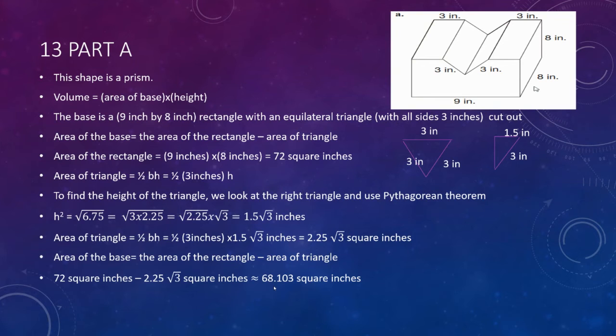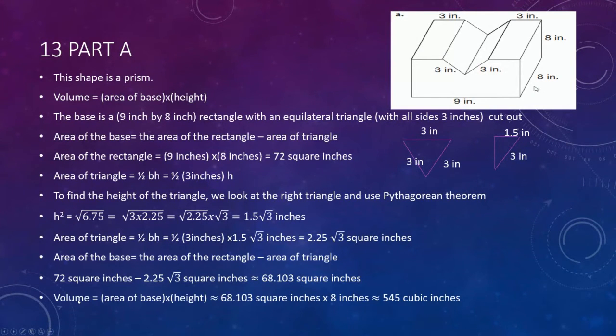Okay, we're not quite done. We're trying to find the volume. We know the area of the base now. To find the volume, we multiply the area of the base times the height. We found the area of the base was about 68.103 square inches, and the height of the prism, that's the 8 inches. So we multiply those together, and it comes out to be approximately 545 cubic inches.